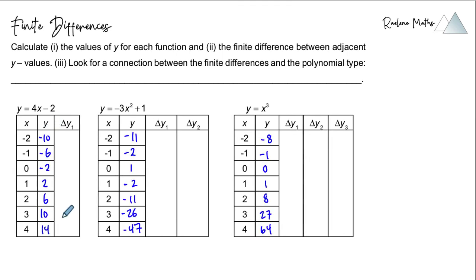So now we have the y-coordinates for the linear, the quadratic, and the cubic polynomials. The next step is to calculate the change in y, represented as delta y. So we're going to take the later y-coordinate minus the earlier. Negative 6 minus negative 10 is negative 6 plus 10, which gives us a difference of positive 4. Then negative 2 minus negative 6 is negative 2 plus 6, which is 4. And as we go through, 2 minus negative 2 is 4, 6 minus 2 is 4, 10 minus 6 is 4, and 14 minus 10 is 4, we see that the first difference, delta y1, is constant.